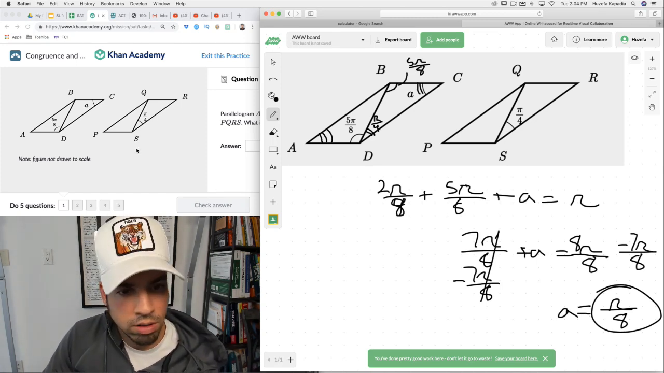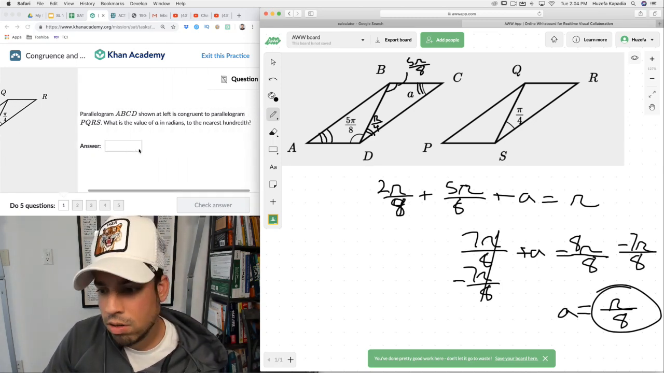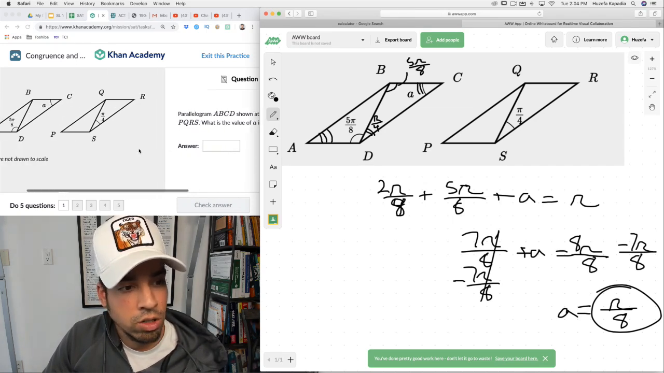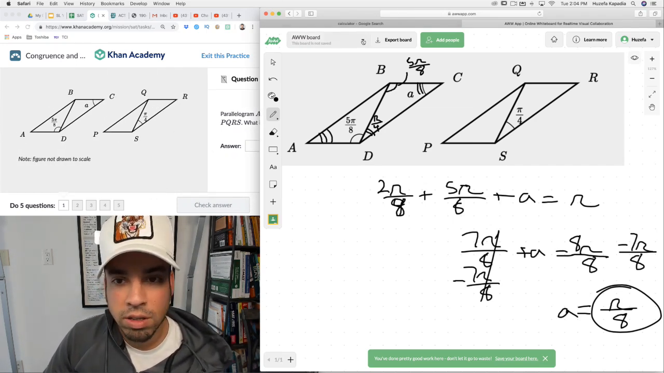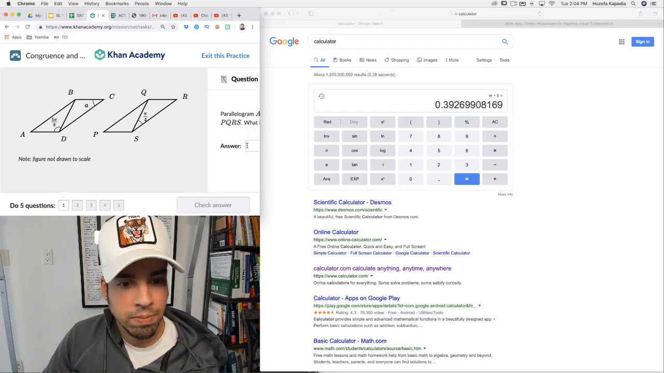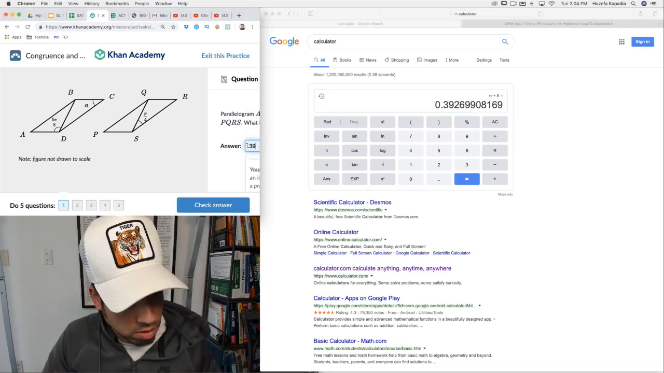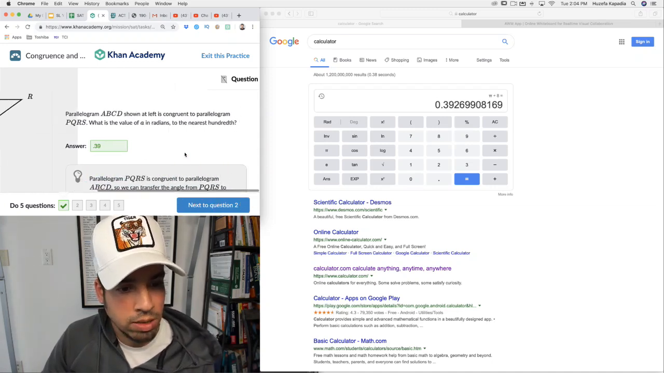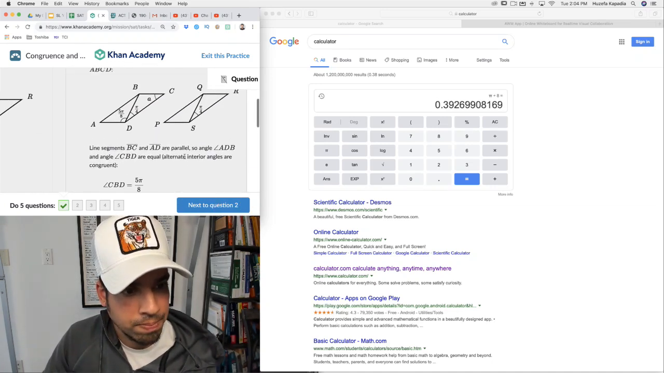And what is it asking? Hold on. Oh, to the nearest hundredth. Okay, so we have to use a calculator. So it is pi divided by 8, which is 0.39. Okay, let's see if that's correct. Boom, it is correct. All right, excellent.